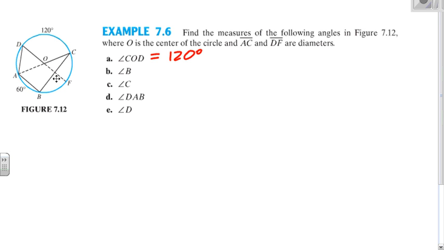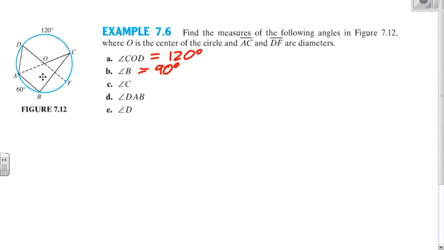Angle B, so this angle down here, we know AC is a diameter, which means that's a semicircle, a half of a circle. So the arc there is 180 degrees, which means angle B is half of that because that's an inscribed angle. And the arc that it subtends is 180, so half of 180 means our angle B is 90 degrees.